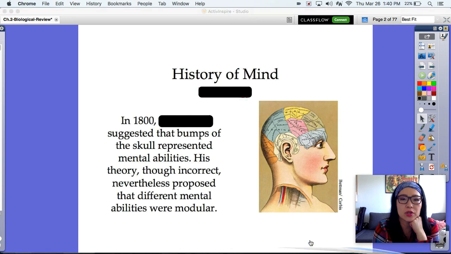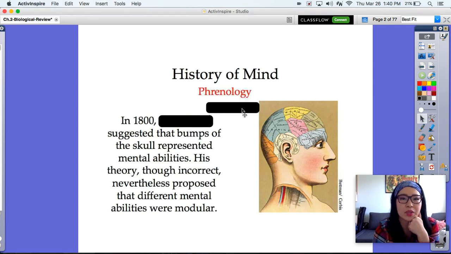Alrighty. So, history of the mind. Who was the person in charge of the whole idea that different bumps on our heads represent different functions? Who was that person? And what was this whole idea called? Okay. It was called phrenology, and the person in charge of it was Franz Gall.